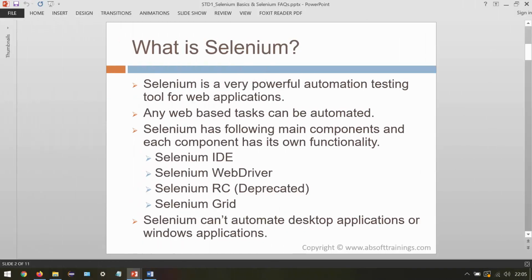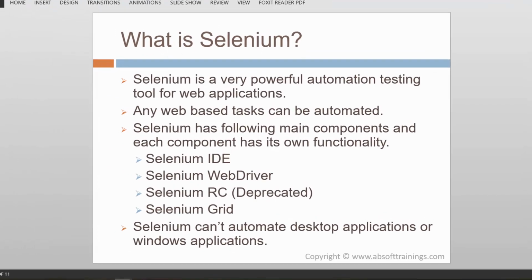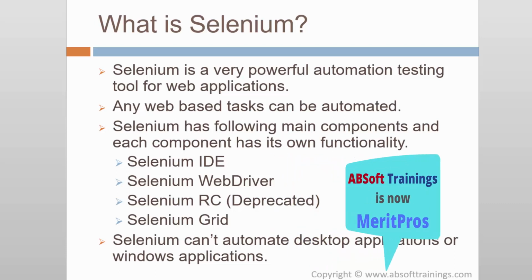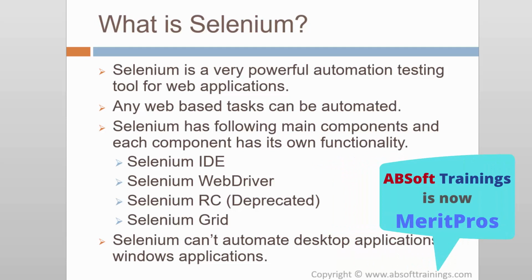What is Selenium? Selenium is a very powerful automation testing tool for web applications. So using Selenium, we can automate web applications. We can automate functionality testing. We can automate compatibility testing. Along with that, any day-to-day web-based tasks like reporting or other day-to-day admin tasks, we can even consider those for automation. We can use Selenium to automate those web-based tasks.